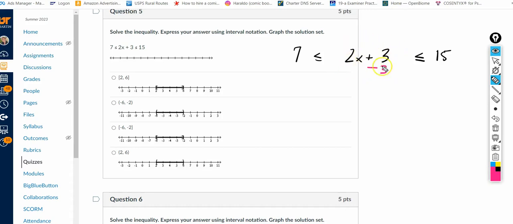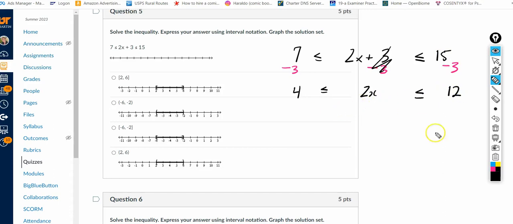But what I do to one part, I must do the same thing to each part, or this relationship will no longer exist. Okay, so subtracting the same thing is not going to have any effect on the arrow. So I'm going to have 4 is less than or equal to, and so these cancel, 2x is less than or equal to, and 15 minus 3 is 12.